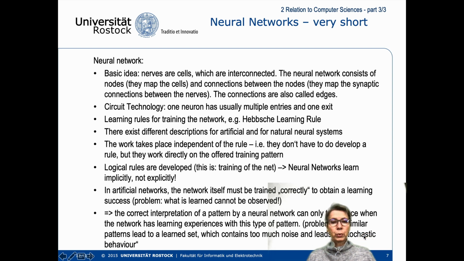So a correct interpretation of a pattern by a neural network can only take place when the network has learning experiences with exactly this type of pattern. The problem is if you offer a broad variety of patterns, you have too much noise. And then this leads to a so-called stochastic behavior. In human beings, we would call this guessing. If you have a very clear test set and very clear possibilities, you have a really good chance that the neural network learns exactly what you want it to learn. But in the end, the problem with neural networks is you never know exactly what it has learned.